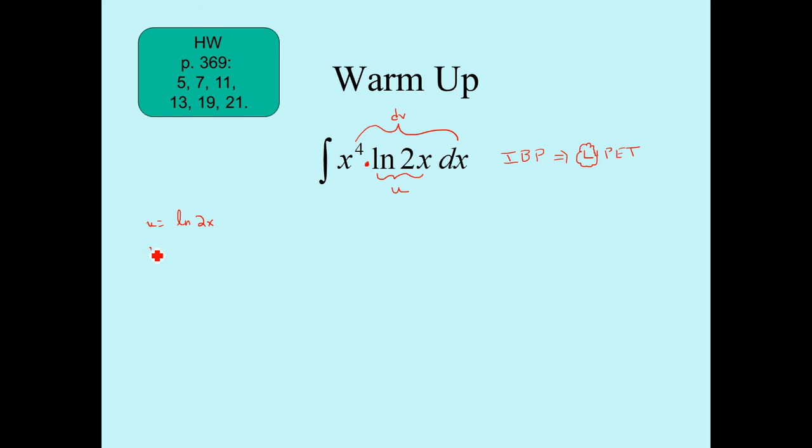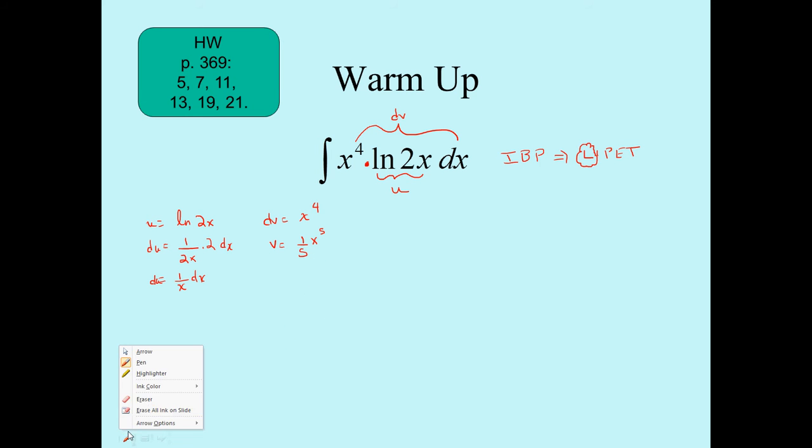The derivative of ln2x is easy, right? 1 over 2x chain rule times 2 dx, which of course is then just 1 over x dx. dv is x to the 4th, so remember its antiderivative is not 4x cubed, is it? It's 1/5 x to the 5th.